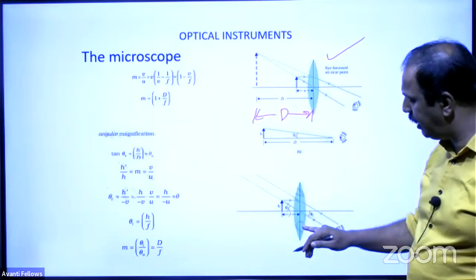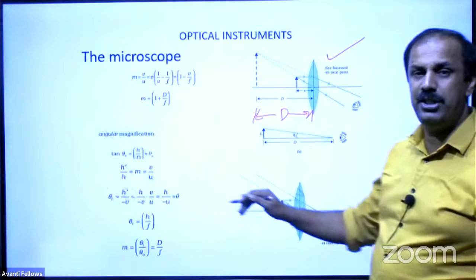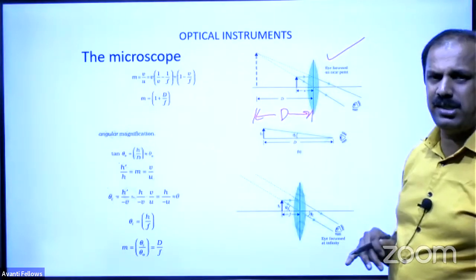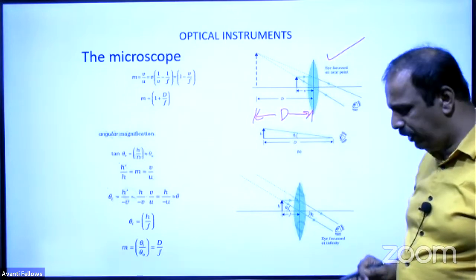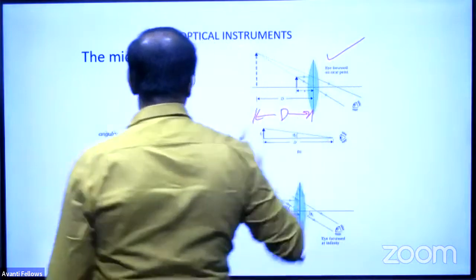And here we have another adjustment where the image is formed at infinity. That is called the normal adjustment. So we have two types of adjustment, and the magnification is different in both cases. So we will see what the magnification is in both cases. First, we will see this picture where the image is formed at D.